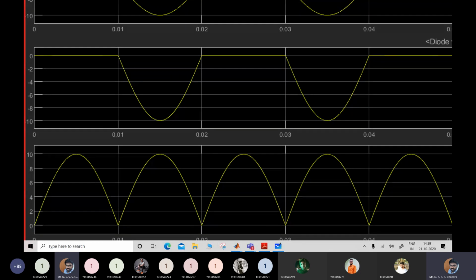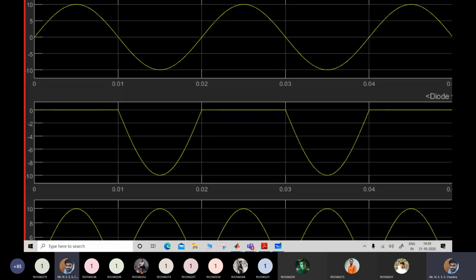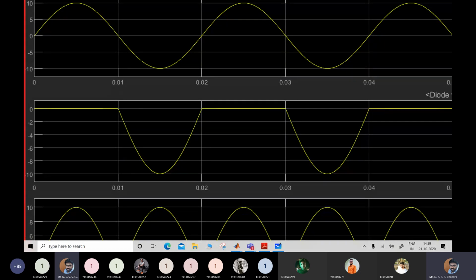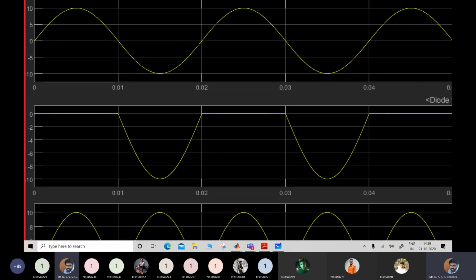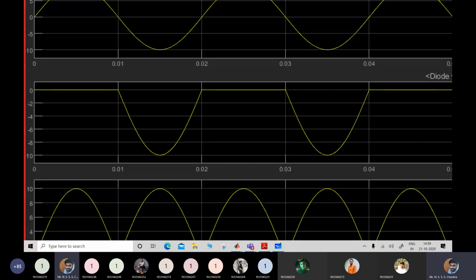What you are observing here, for the positive half cycle of the supply, the voltage across your diode D1 is equal to 0. It means that for the positive half cycle, your diode D1 is in forward bias. When it's in forward bias, it's acting like a closed switch. When a switch is closed, it's a short circuit. So you will not see any voltage across the diode. And for the negative half cycle of the supply, you are seeing that the entire voltage is appearing across your diode.